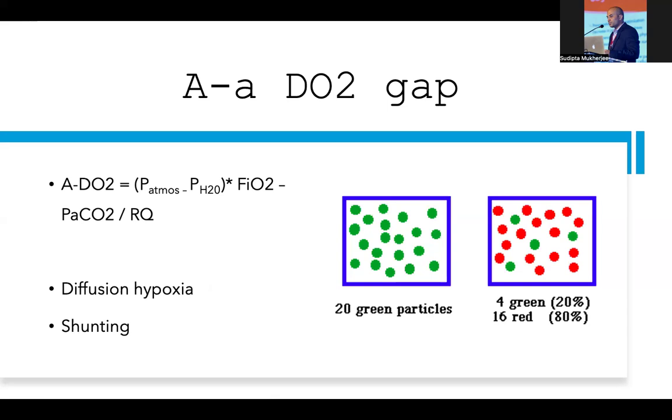The normal value of the AADO2 gap, that is the alveolar arterial oxygen gradient, is 5 to 25 in a young patient without oxygen. Now, if it goes up, it indicates shunting or VQ mismatch, and if it is normal, that indicates diffusion hypoxia. And the cause of hypoxia is probably an increase in the other gas, that is carbon dioxide.